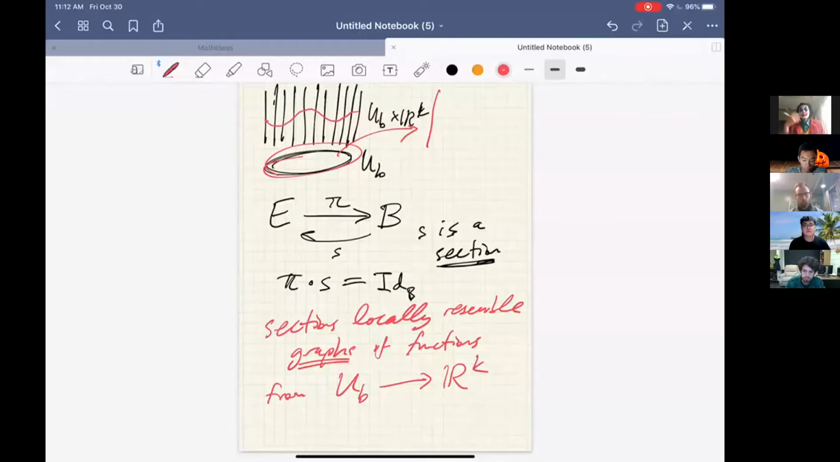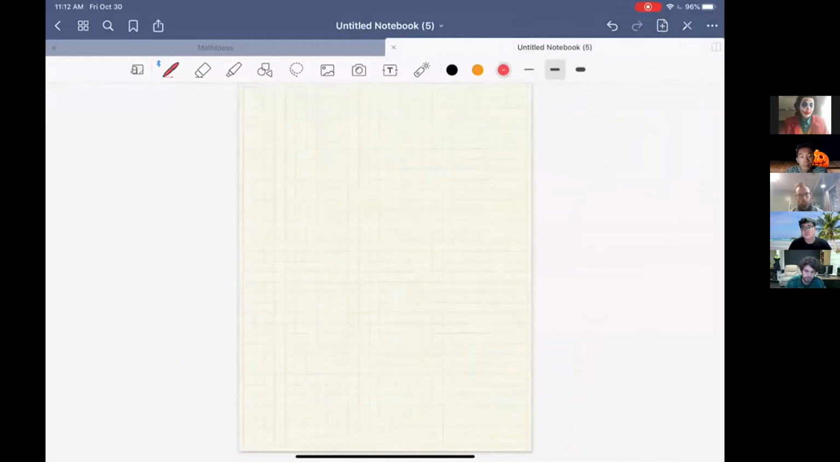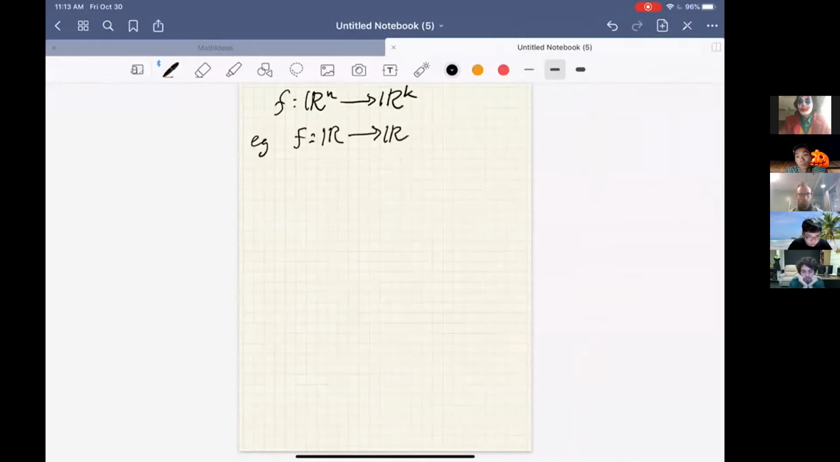So, my base space is a manifold, so I can pretend this is Rn, for example. So now we're going to study smooth functions from Rn to Rk. Okay. So here's a question. Let's study smooth functions from Rn to Rk. Let's do an example first. Let's look at a smooth function from R to R. How many derivatives of order up to order R does it have?